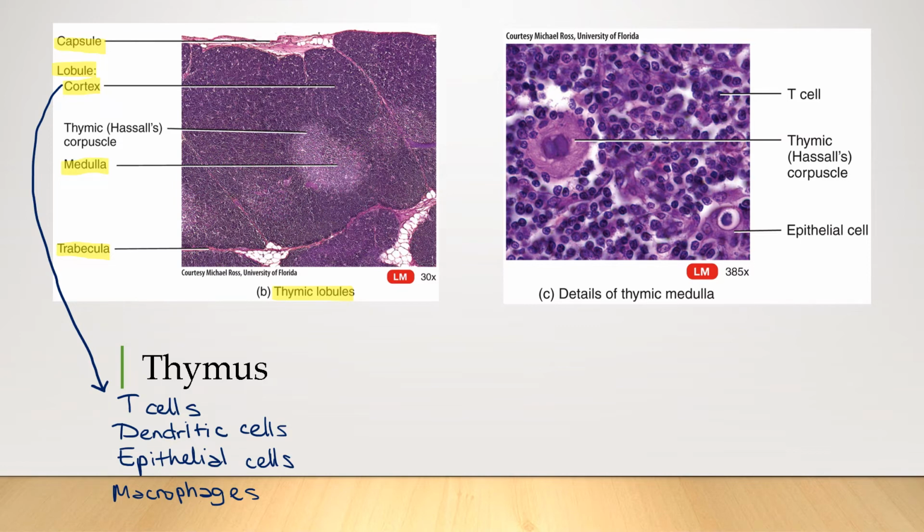Now, immature T cells are also known as pre-T cells. These are made in the red bone marrow, and they migrate from the red bone marrow into the cortex of the thymus, where they proliferate and begin to mature. Then we have dendritic cells. These are derived from monocytes, but they assist the T cells in the maturation process.